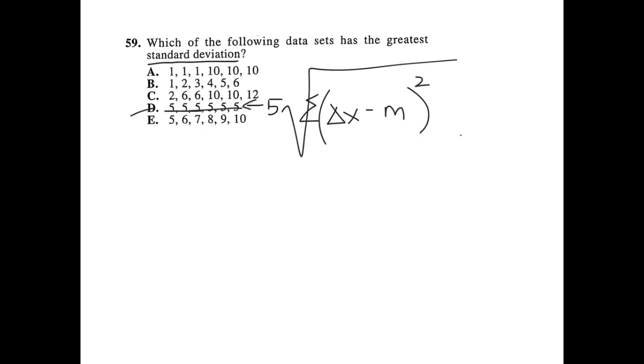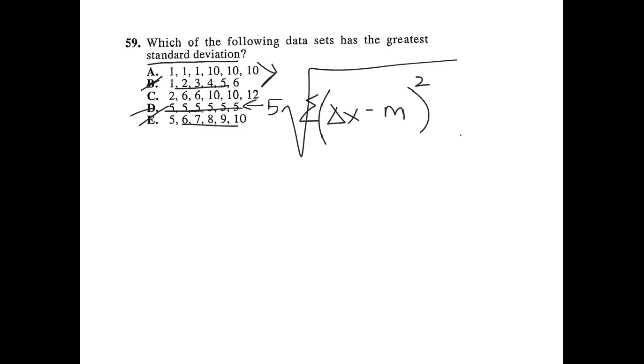And then we have E and B. Both of those are arithmetic sequences with the difference of 1, so they're going to have similar standard deviations. So those won't be the answer. And so we're left with A and C.